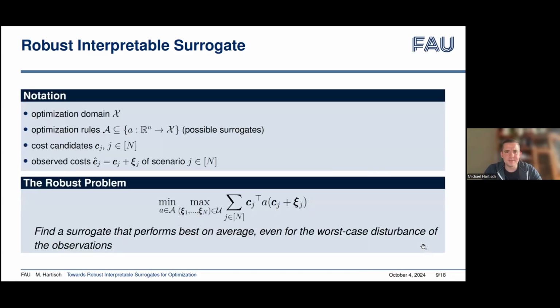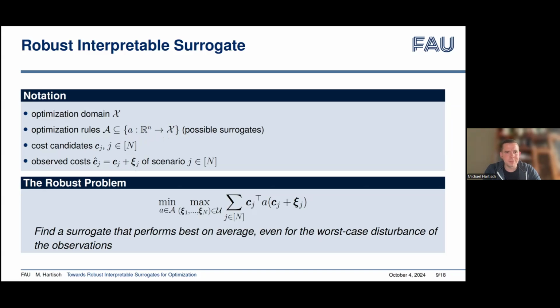Okay, so let's make this a bit more formal. So what we also always have is some kind of optimization domain. So in the examples, we've just seen a shortest path, but it could be knapsack, it could be scheduling, it could be anything. And we have a set of optimization rules, so a set of possible surrogates that we want to consider. So in here, we have all those decision trees of def4 with those easy splits. And as an input to our framework, we have a set of capital N cost scenarios. And we know that these cost scenarios might be disturbed when we actually observe them by some psi, which might move this value up or down.